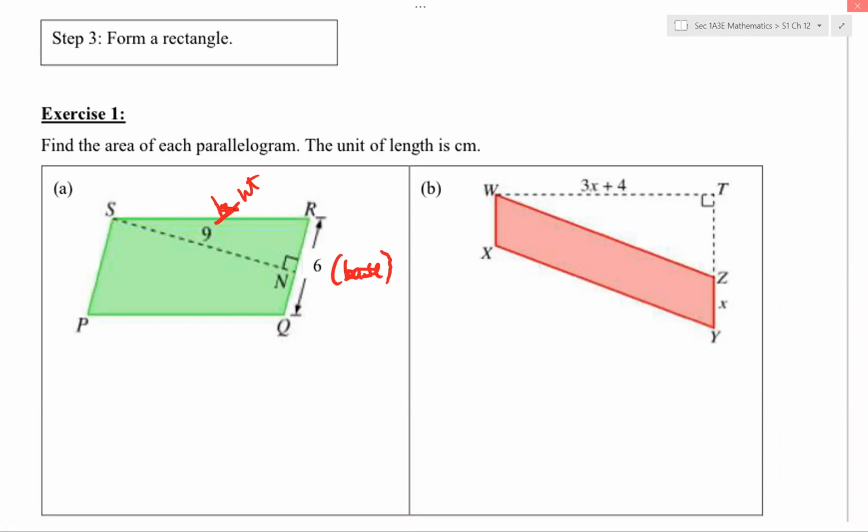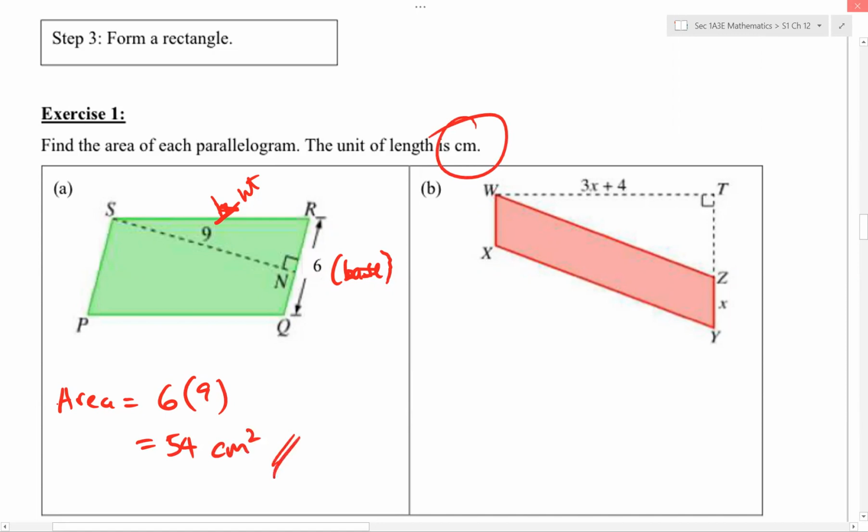So our area, very simple. Area will be 6 times 9. That's it, 54. Unit of length, cm, square centimeters. Any questions so far? Any questions? Glenn, following?